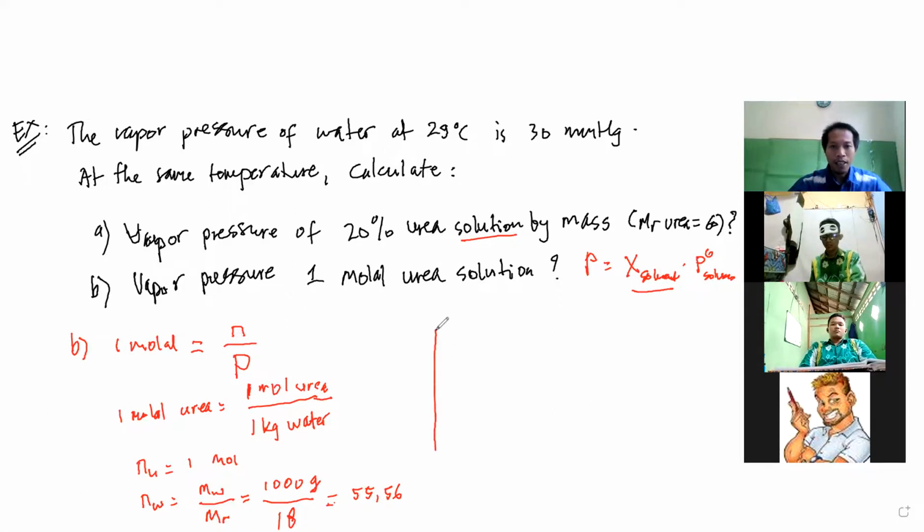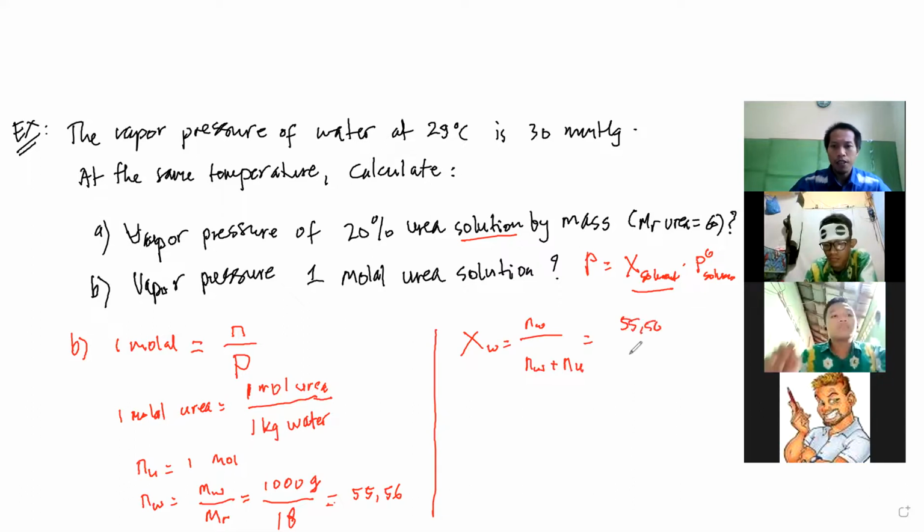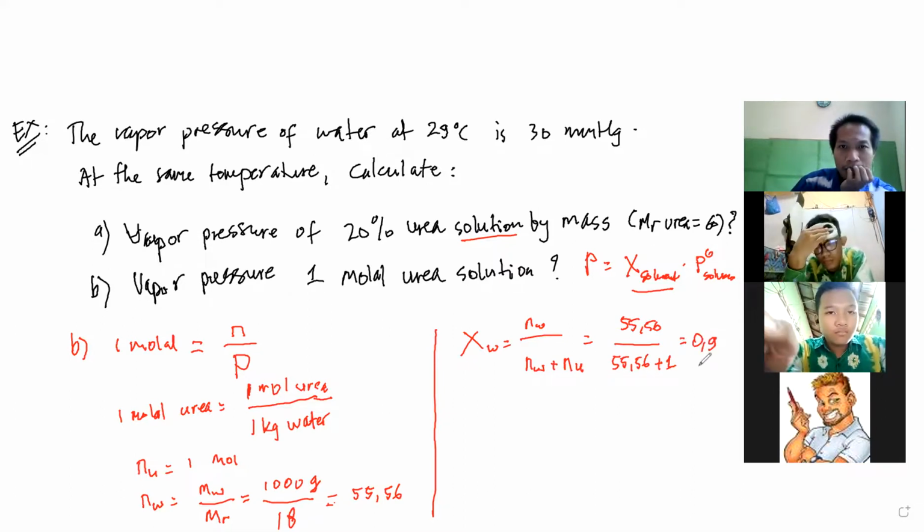All right. And then let's continue to find the X water, yeah, because we need X solvent. X water is equal to mole of water divided by mole of water plus mole of urea. Mole of water is 55.56 over 55.56 plus 1. From here, what did you get? 0.98, which is the mole fraction of water.